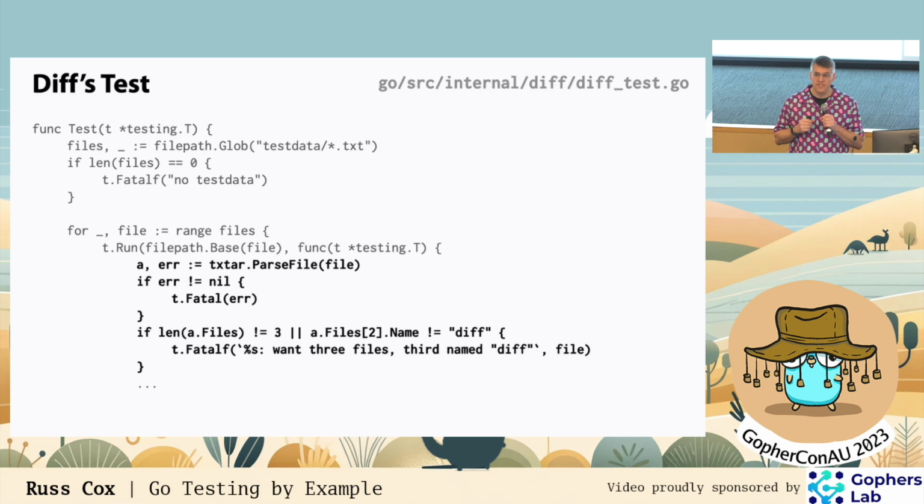So here's the test for the diff package we were looking at. This is the same sort of file-based loop, but we call txtar.ParseFile on the file. And then we insist the archive has 3 files, and the last one has to be named diff.